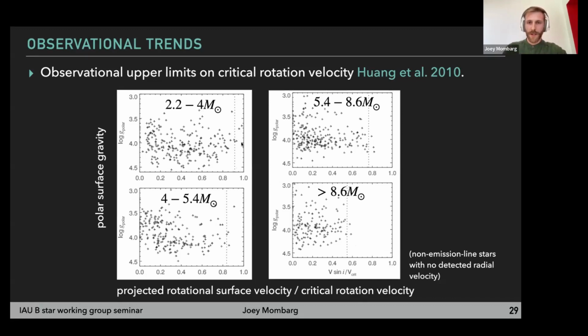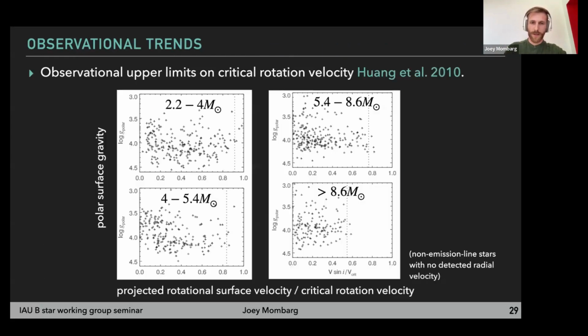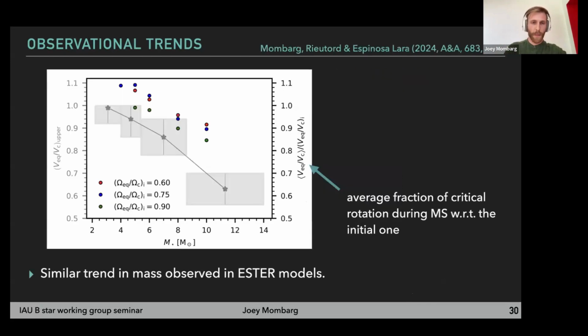And so what these authors find is that the upper limit seems to decrease as a fraction of this V sin i over the critical if you go towards higher masses. So that's what I'm showing you in this plot here as the stars. So these correspond to these lines right here that I just showed.